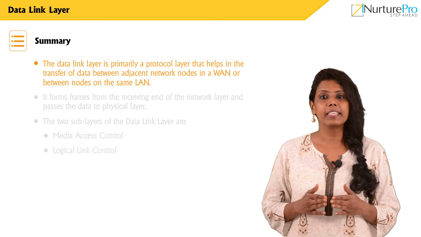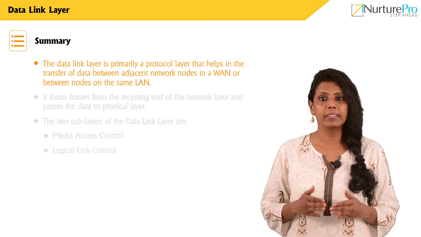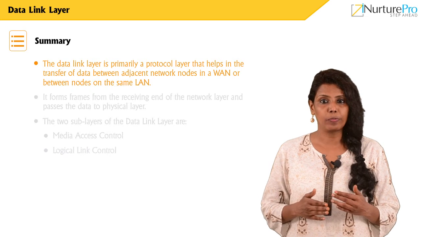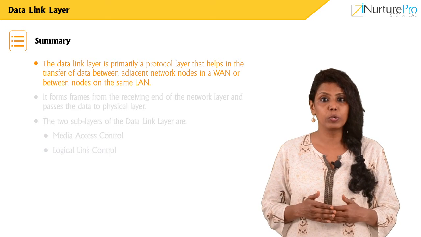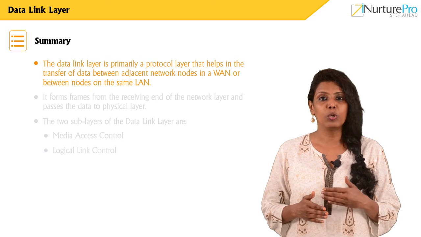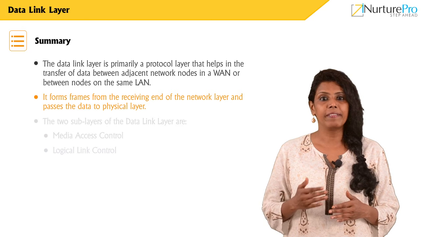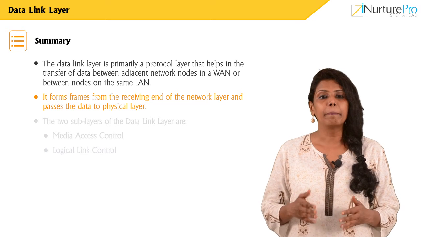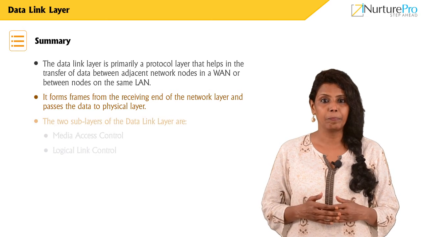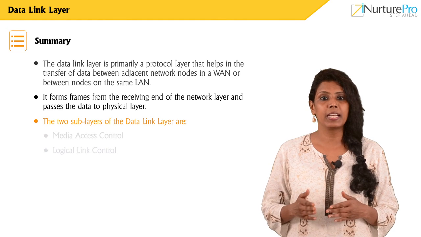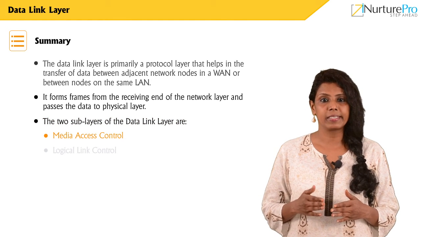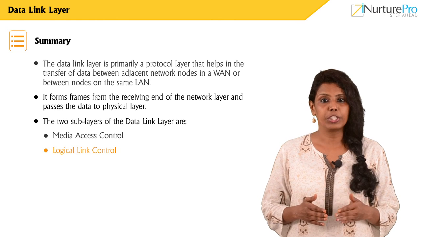Let us have a quick recap on what we discussed. The data link layer is primarily a protocol layer that helps in the transfer of data between adjacent network nodes in a WAN or between nodes on the same LAN. It forms frames from the receiving end of the network layer and passes the data to physical layer. The two sublayers of the data link layer are media access control and logical link control.